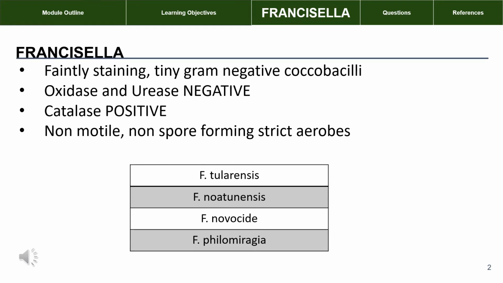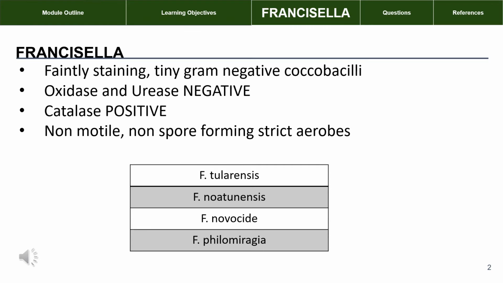So it is oxidase and urease negative, and it is catalase positive. Again, oxidase and urease negative, and it is catalase positive. So it is non-motile, it is non-spore forming, and is a strict aerobe.